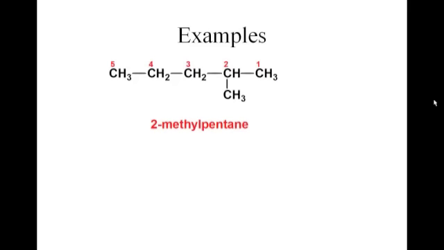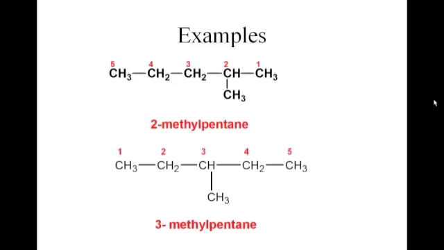If I number my 5 carbon chain, I have to start closest to the end with the substituent, or with the methyl group attached. So I'm going to start from the right. That puts my methyl group on carbon 2. So this molecule is 2-methylpentane. For the second molecule that I've shown you, which is also methylpentane, it doesn't really matter which end I start numbering from. If I number from the left or I number from the right, that methyl group is going to be attached to carbon 3, either direction. So this molecule would be called 3-methylpentane.